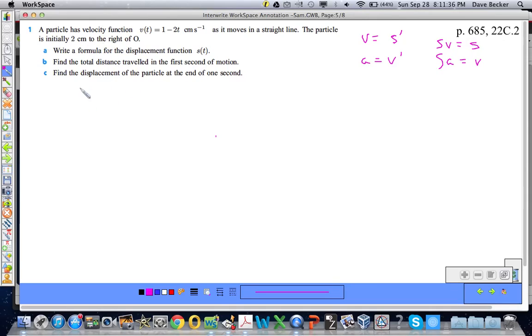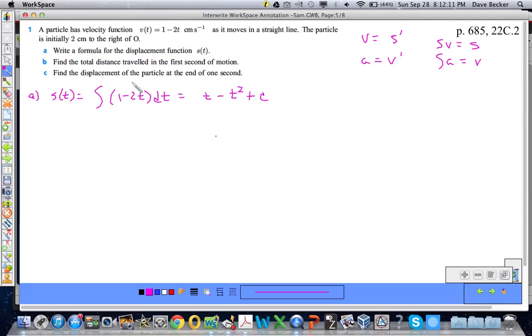Okay, so we have velocity and we need displacement, so s of t, this is part A, is going to equal the integral of the velocity function, 1 minus 2t dt, which would equal t minus 2 times t squared over 2, so that would just be t minus t squared plus c.